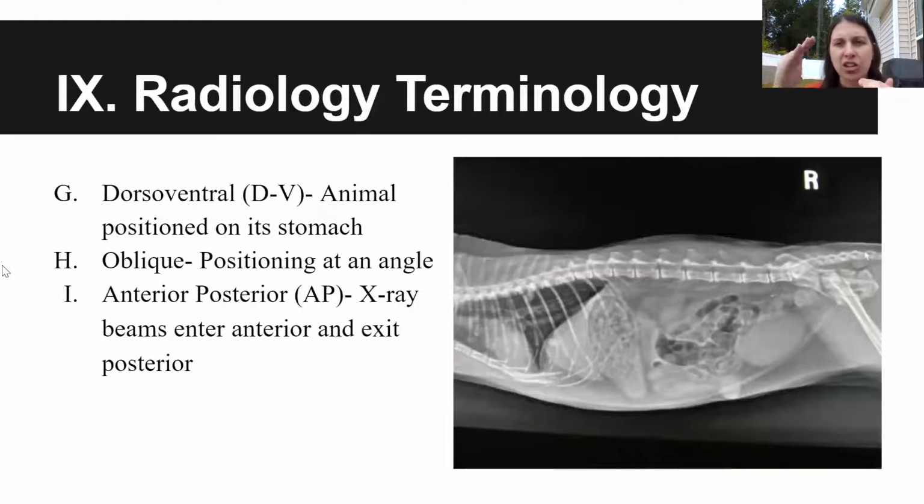Oblique is if it's positioned at an angle. Anteroposterior is where the X-ray enters or starts at the anterior, starts at the head, and moves back.